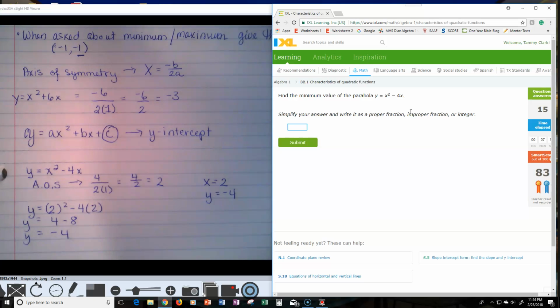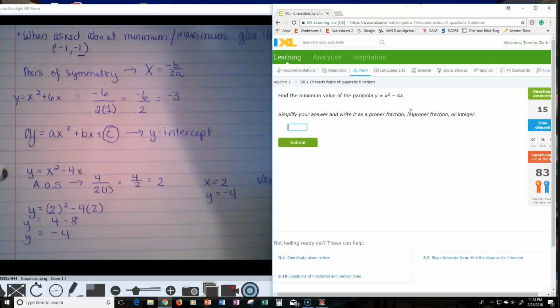Which means that our minimum value, which is the vertex, is, I'm going to write it this way, 2 comma negative 4. And remember when I said minimum or maximum, they're asking for the y value. So we're only going to put in negative 4. All right. I think now you probably got a good feel of this, so we'll continue on with BB2.